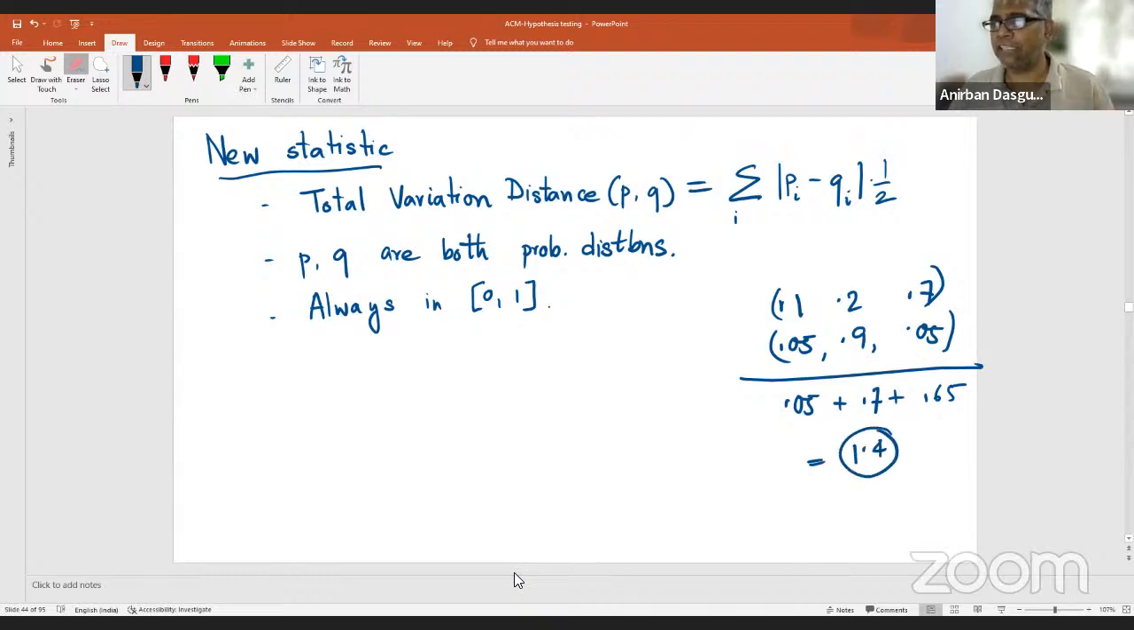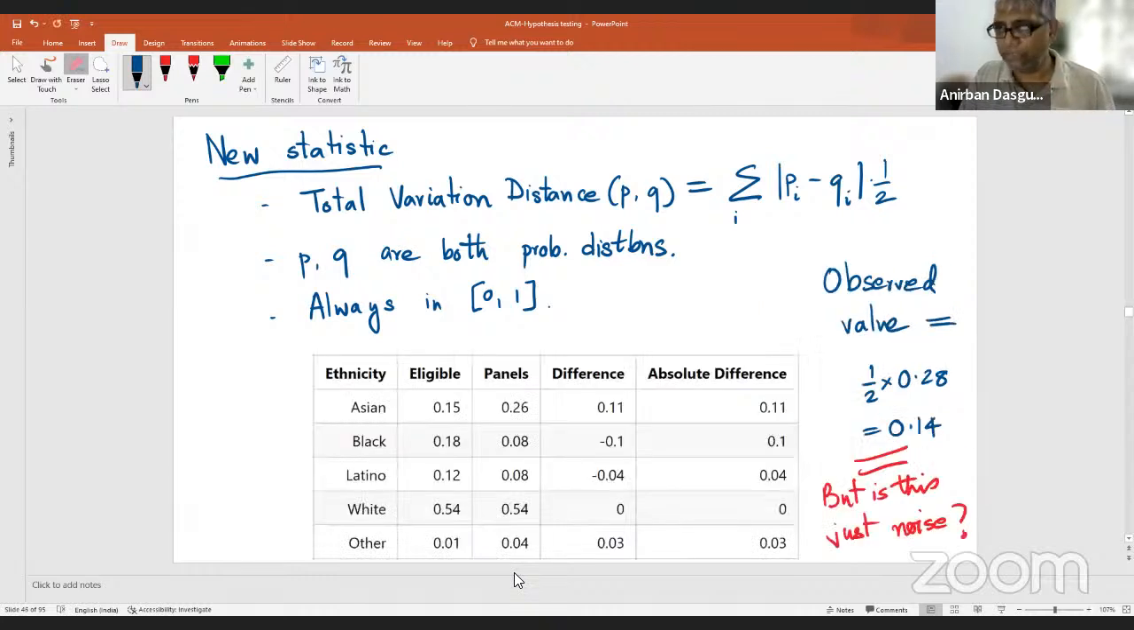And then you do a half of that. So don't worry about the half. That is just to ensure that this value stays between 0 and 1. Right? So this is the total variation distance between two probability distributions. And you can easily show that this is a quantity that is always between 0 and 1. Okay. So now let us calculate the total variation distance.